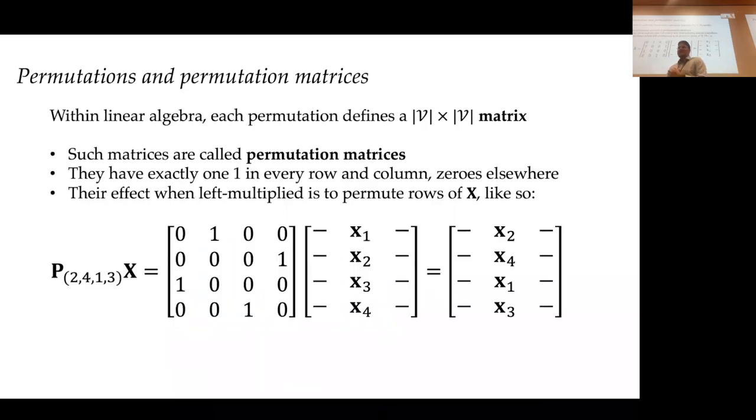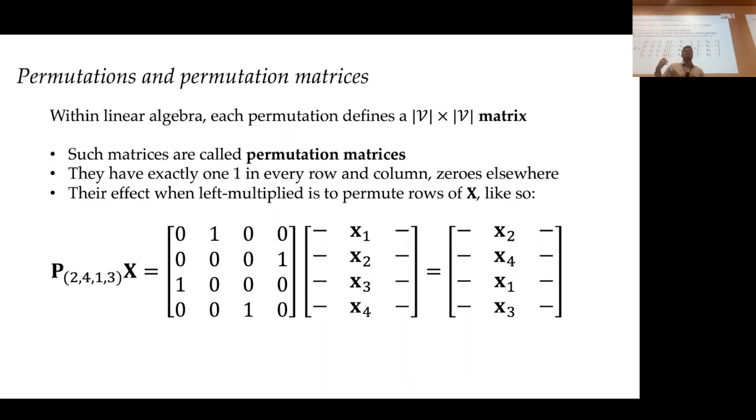And one thing that's quite convenient for us, and it's related to some very interesting concepts in group theory, is that actually you can talk about permutations without ever leaving the realm of linear algebra, which is very convenient because deep learning typically lives in linear algebra. So if you can stay within that domain, that's really nice. And it turns out every permutation defines a unique node times node matrix, which we often call a permutation matrix. And here you have one specific example of a permutation matrix for the permutation 2, 4, 1, 3.